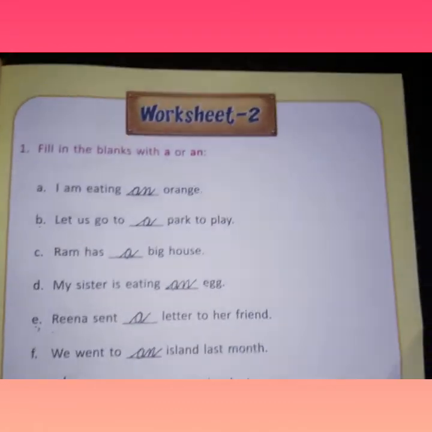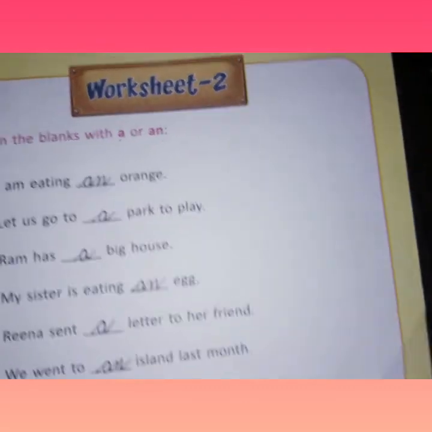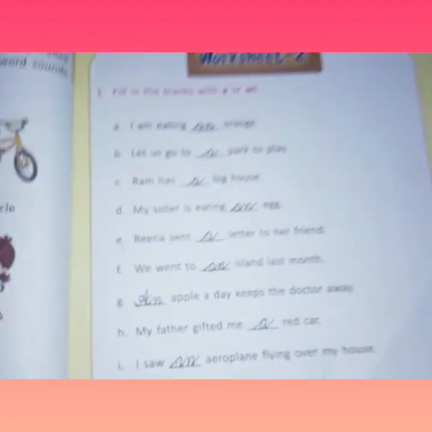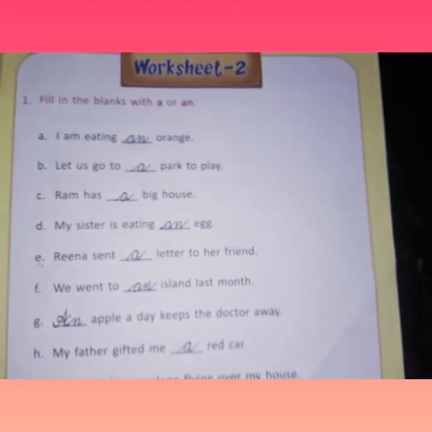So we have done this exercise of articles A and an here on page number 37. In the same way, you will do this exercise in this workbook, Fly Up Sunglow English. Okay? And children, learn the use of A and an from the notebook also.